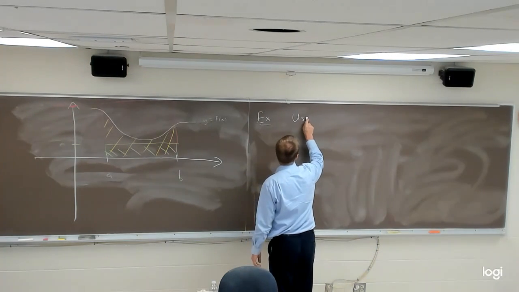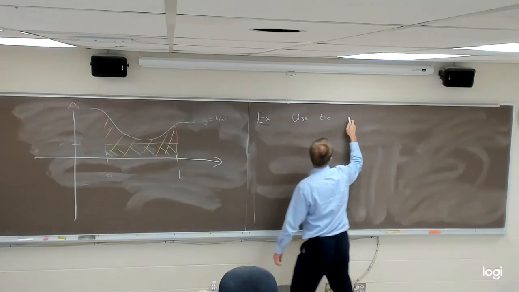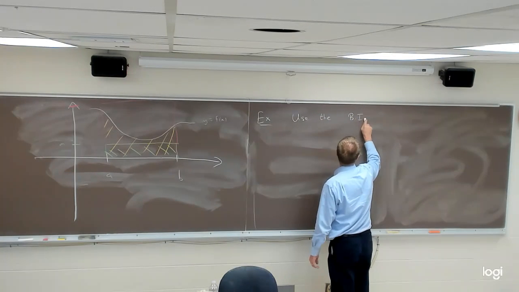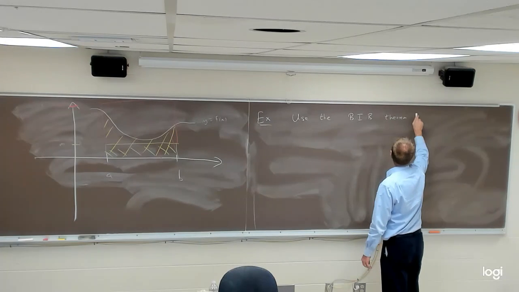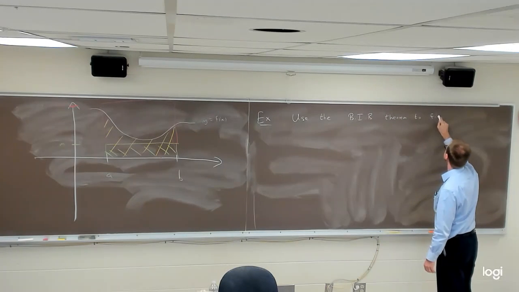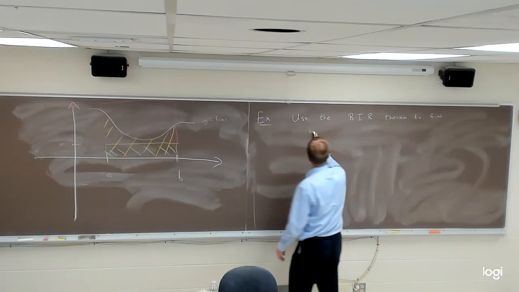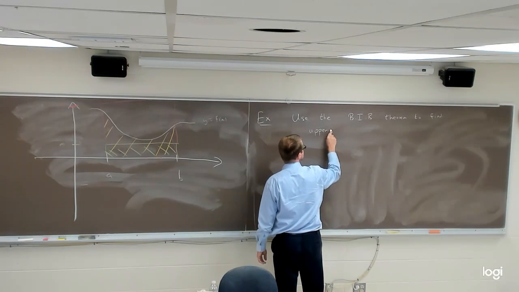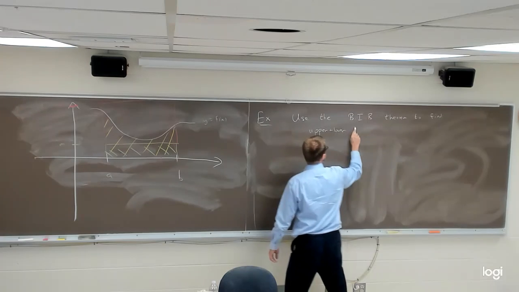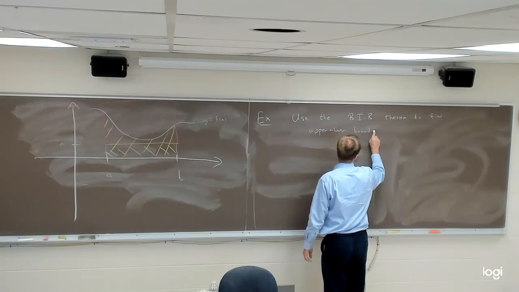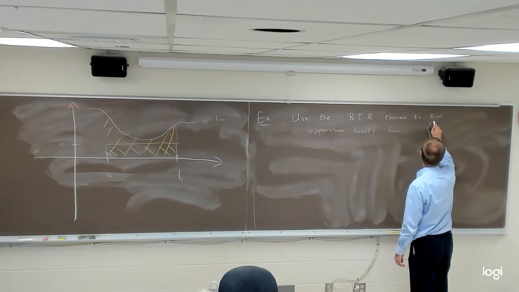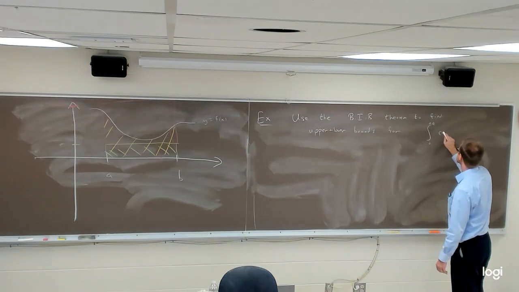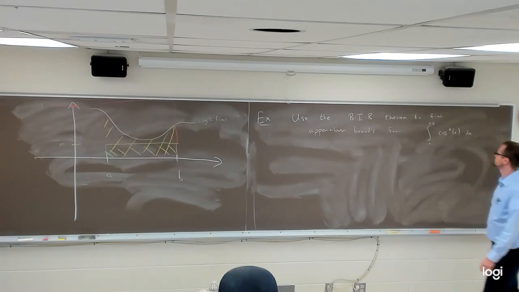Use the basic integral balance theorem to find upper and lower bounds for the integral from, let's say, 0 to pi halves of cosine to the fourth of x dx.